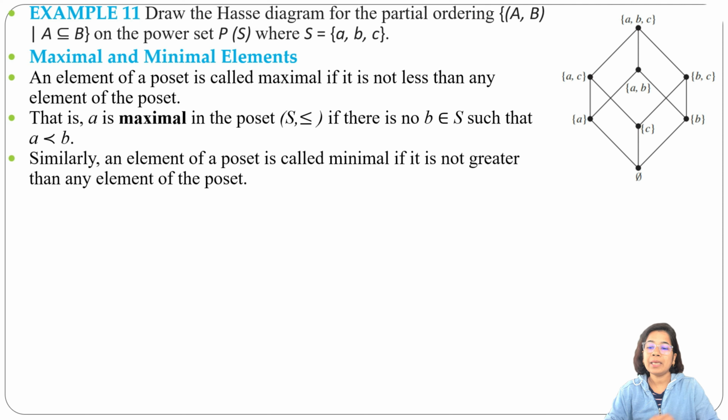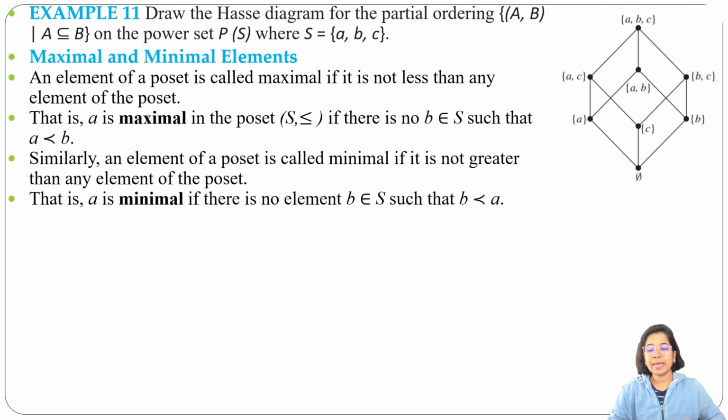Similarly, there can be minimal. So an element of a poset is called minimal if it is not greater than any element in the poset, or we can say it is the minimum in the poset, then we can say it is minimal. So A is minimal if there is no B such that B is less than A. Means A is the minimum, there is no other B which is less than A.